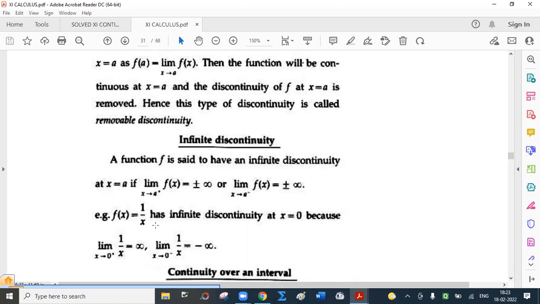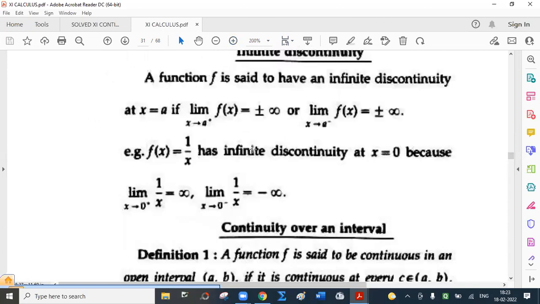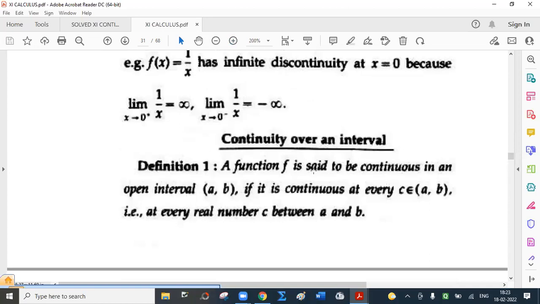Example, f of x = 1/x has an infinite discontinuity at x equal to 0. Then continuity in an interval. This is again important. There are two types of intervals, so we have to discuss continuity in two intervals: open interval and closed interval. A function f is said to be continuous in an open interval (a, b) if it is continuous at every c belonging to the open interval (a, b), that is, at every real number c between a and b.